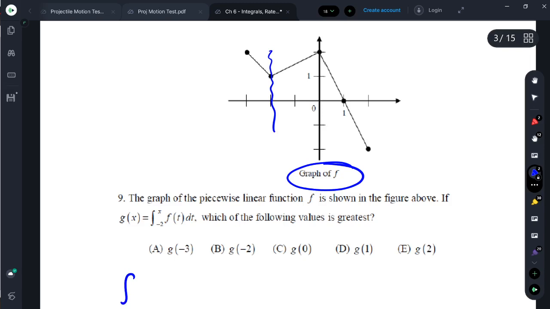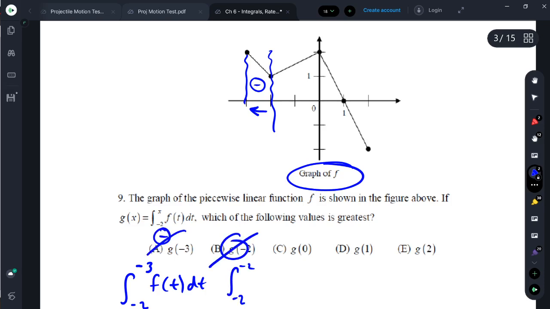So for a, that would be like having the integral from -2 to -3 of f of t dt. So that's this area, but we're going right to left, because we're going from -2 to -3. So this is actually a negative area because we're going backwards, right? That would be like the negative integral from -3 to 2. All right, g of -2, that's going to be the integral from -2 to -2. That's 0. So that's 0. This was negative, right? We want the greatest, so those aren't going to be our answer choices.